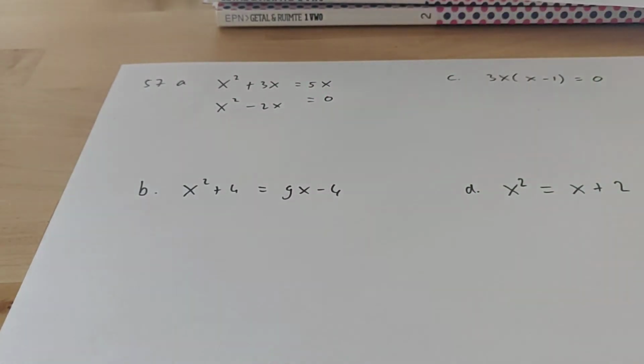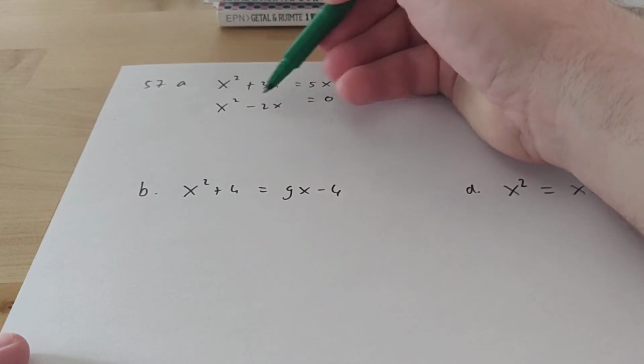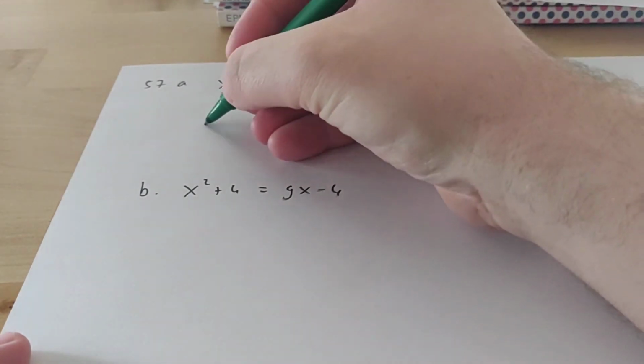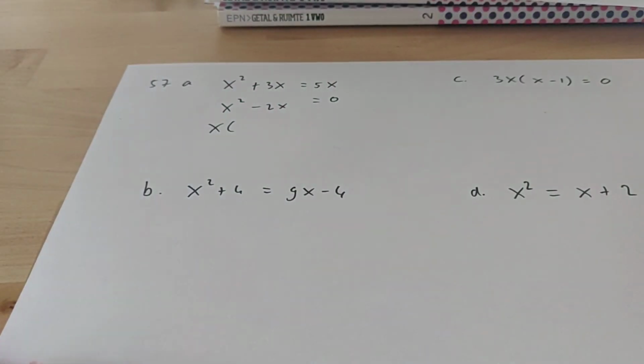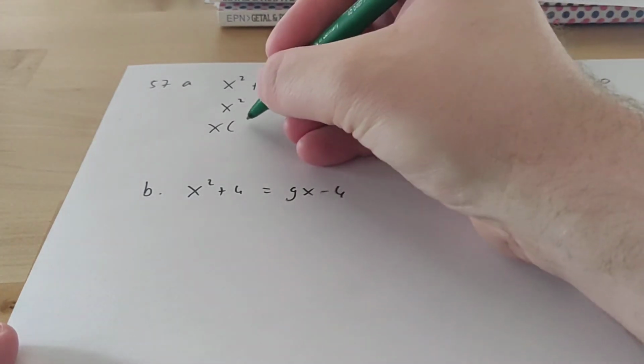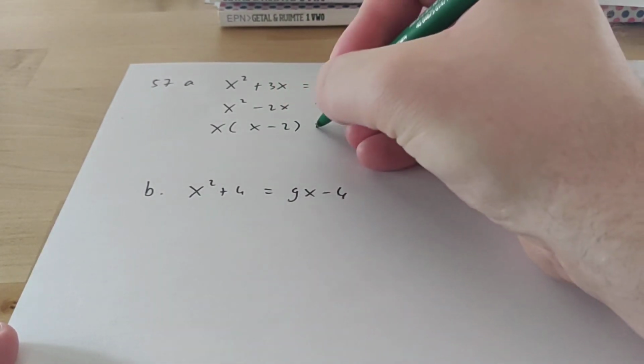Then you need to factorize that. Sometimes you have to use the product sum method, and sometimes you have to put the common factor in front of the brackets. x squared and 2x can both be divided by x, so this is what you get. You get x and then in brackets x minus 2.